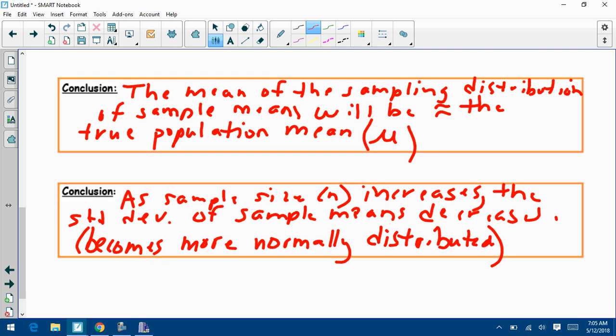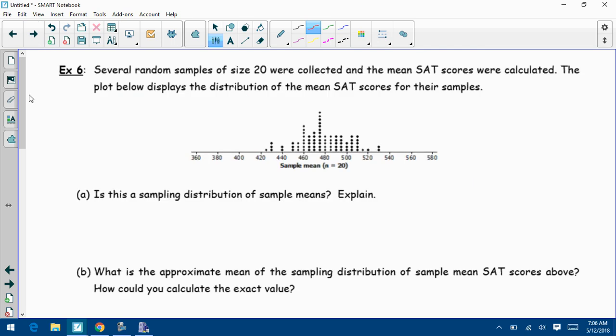Okay, so sample means are just another statistic I look at as opposed to sample proportions, but hopefully you're seeing the ideas are exactly the same. Okay, so let's go to the last example, number 6, sorry. Several random samples of size 20 were taken and the mean SAT scores were calculated. The plot below shows the distribution of the mean SAT scores for the samples.